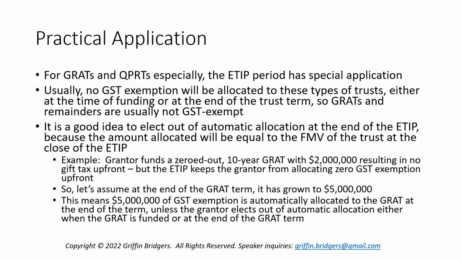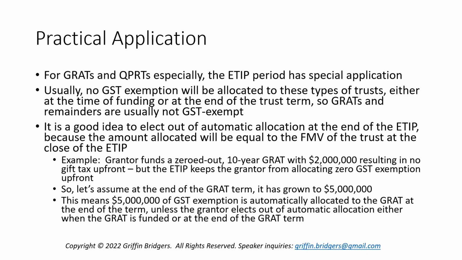So let's assume that the grantor outlives the 10-year GRAT term. At the end of the GRAT term, the assets have grown to $5 million. So significant growth within this GRAT. But what that means is that if nothing else happens, then at the end of the GRAT term, the grantor would have to allocate $5 million of their GST exemption to that GRAT, which, as you recall, was funded upfront with zero gift tax exemption. So you're funding this with zero gift tax exemption, but all of a sudden having to use $5 million of your own GST tax exemption at some point in the future. That's a bad outcome and a very wide disparity.